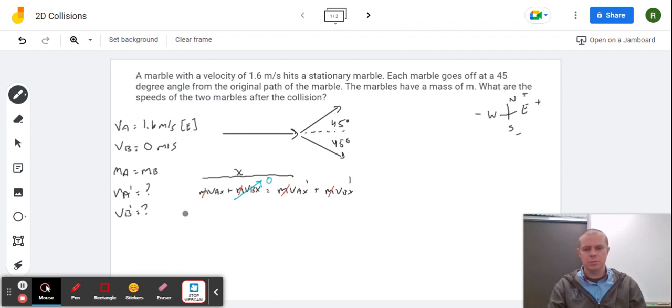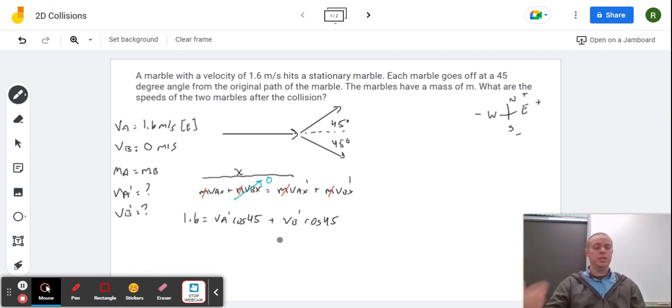So VAX, well, that's 1.6. VAX prime, if you remember how we split vectors into components, we're going to do that here. So VAX prime is going to be VA prime cos of 45, and VBX prime is going to be VB prime cos 45 as well. Now this is a positive between these two because they are both headed in the same direction. They're both going east in the x direction.